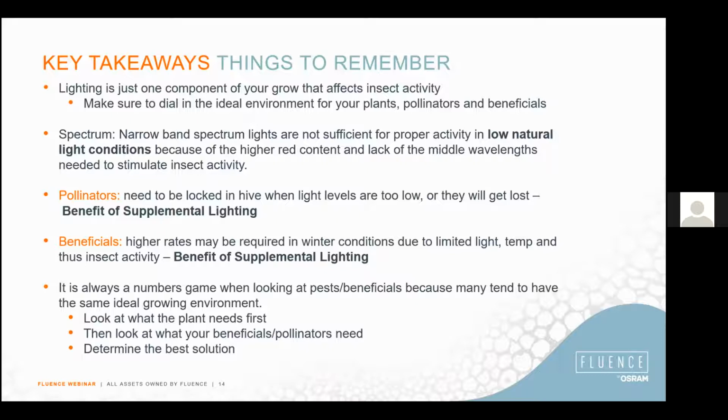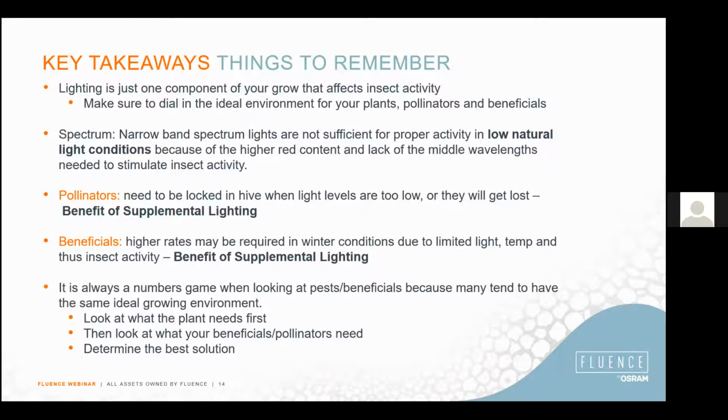Also, with beneficials, higher rates may be required in the winter months due to limited light and temperature, and thus limited insect activity. That's another benefit of using supplemental light in general, that you can bolster insect activity because you have more light, and hopefully you're able to maintain the correct temperatures because of the crop you're growing. Supplemental lighting allows your crop to grow more efficiently and bolster the flowering, but also allows your insect activity to be optimized so that hopefully you're not required to buy as many beneficials as frequently. You'll get better use out of them.